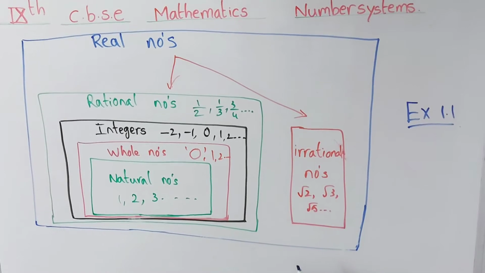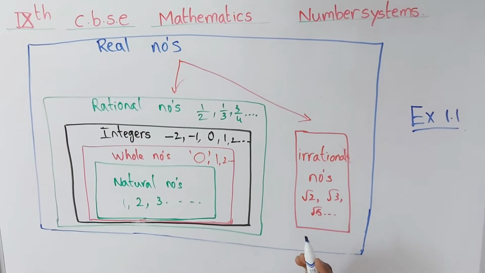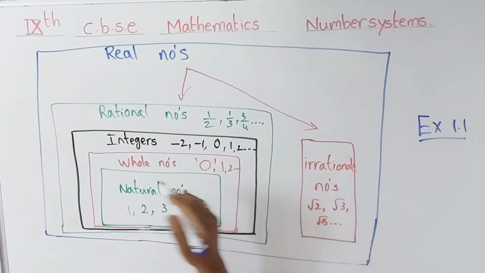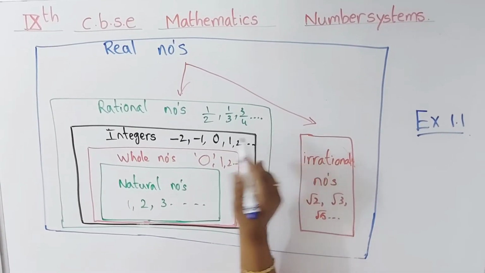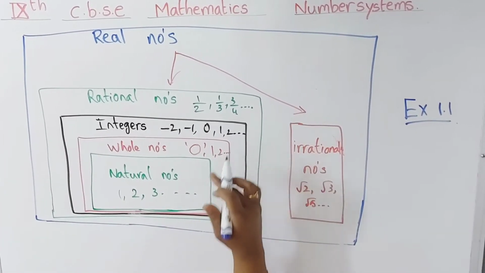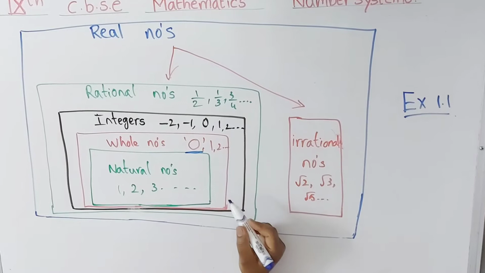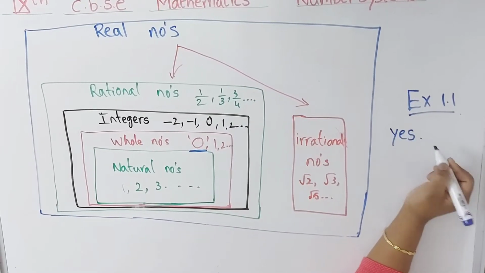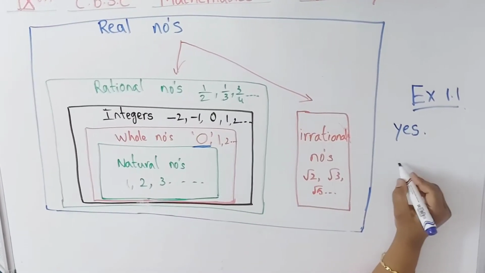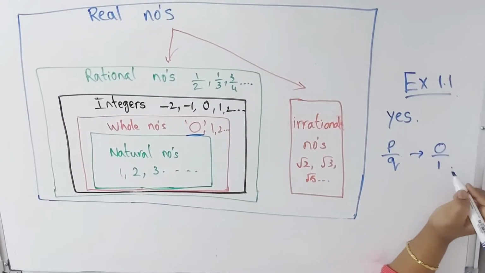First question, children: is 0 a rational number? Can you write it in the form of p by q, where p and q are integers and q not equal to 0? Now they are asking, children, whether 0 is a rational number or not. Now see this picture. In the rational number category, we have integers, whole numbers, natural numbers. So 0 is also a rational number, right? Yes, 0 is a rational number, children. Can we write it in the form of p by q? Of course, we can write it in the form of p by q, that is 0/1. Okay, children?